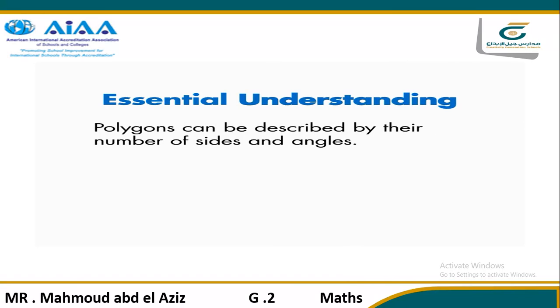The essential understanding for this lesson is polygons can be described by their number of sides and angles. Previously, students used the number of sides and vertices to classify polygons as triangles, quadrilaterals, pentagons, or hexagons. In this lesson, students are introduced to the concept of polygons and angles, including right angles, and they describe polygons based on the number of sides and the number of type of angles.